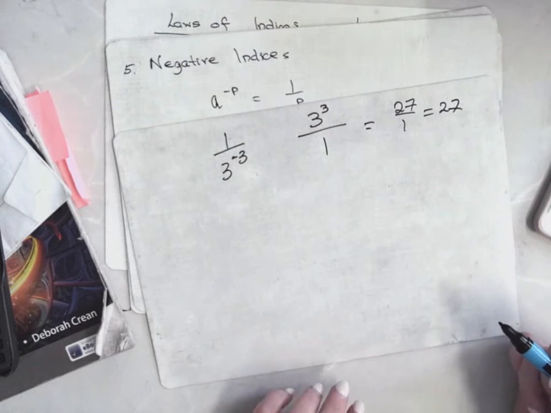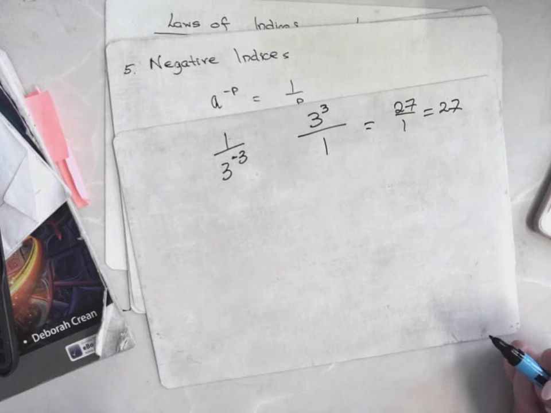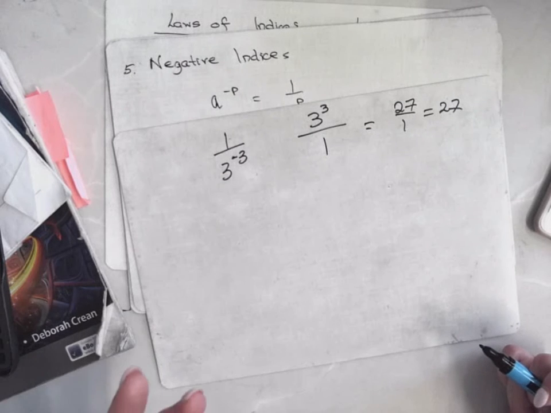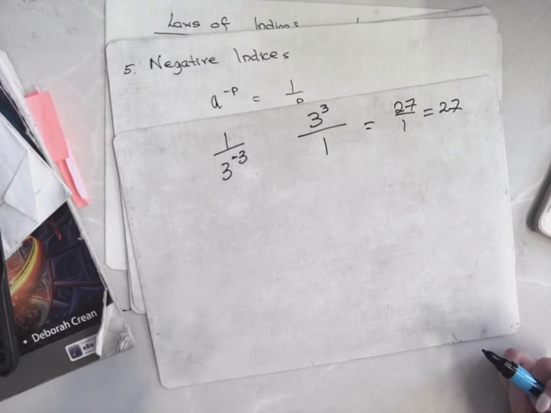Is that okay? Right, so negative indices don't mean a whole lot until you move them and make them positive, because we can't work out a negative indice. So why would you move it? Because you can't work it out until it's positive.